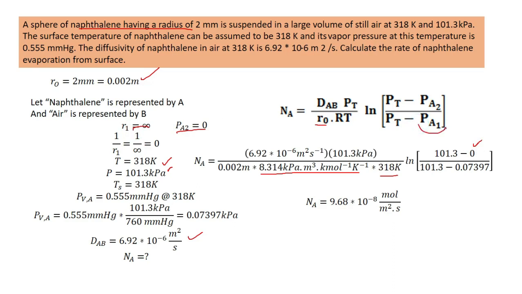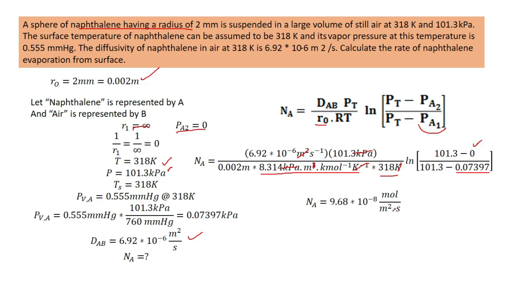PA1 is the initial partial pressure of naphthalene at the surface, which is 0.07397. Just put the values. You can cancel these units as well. This kPa will be cancelled with each other, and this Kelvin will cancel with this, and this meter square will be cancelled with this m, and you will only be left with m1.